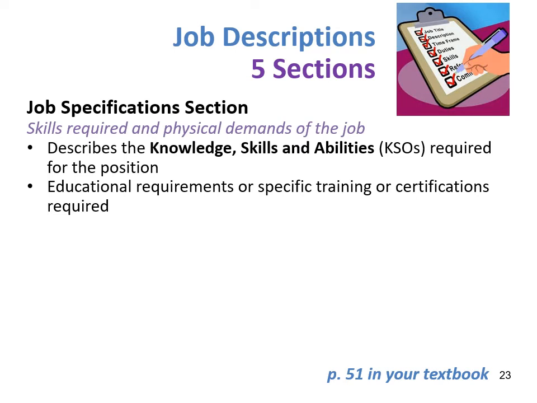The next section is what's called the job specification section. So these are the skills required and the physical demands of the job. This is where we talk about the knowledge, skills, and abilities, sometimes referred to as KSOs or KSAOs, knowledge, skills, abilities, and others, required for this position. This can also be educational requirements or special training or certifications required.